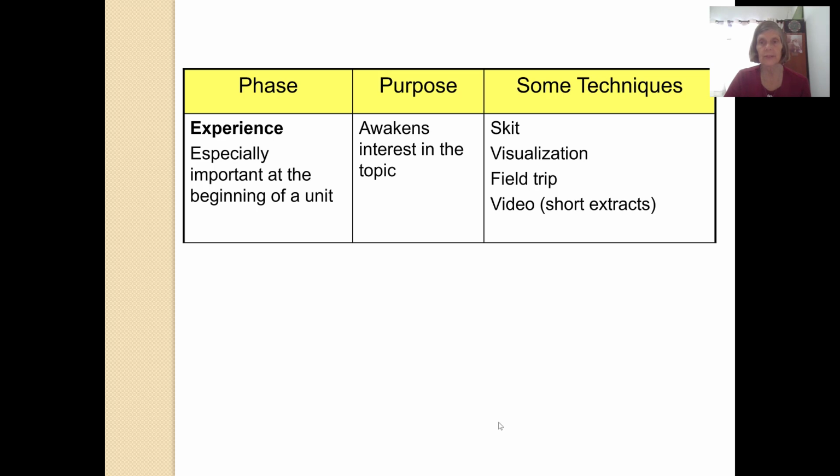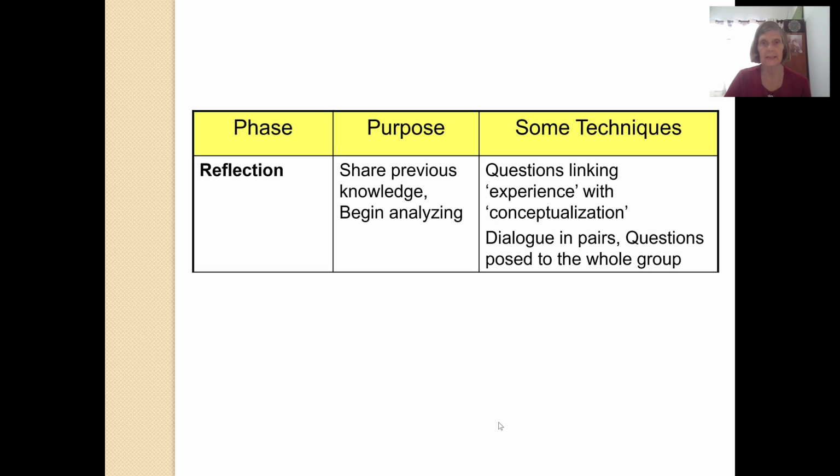visualizations, field trips, or short extracts from a video, remembering that the purpose is to capture the interest, not to give a long explanation about the topic. If we use a video, 2 to 3 minutes or maximum 5 should be plenty. The second phase is reflection. This phase gives the participants the opportunity to share their previous knowledge and to begin analyzing the topic.